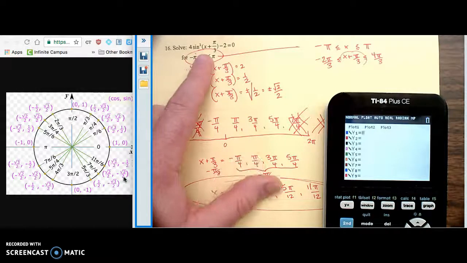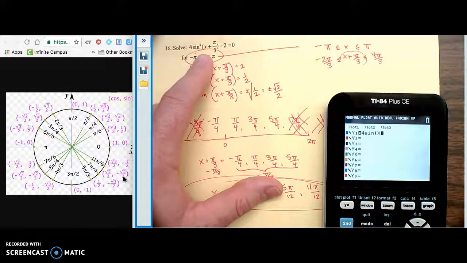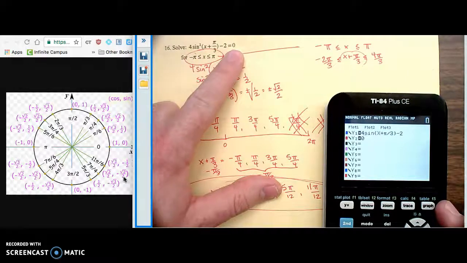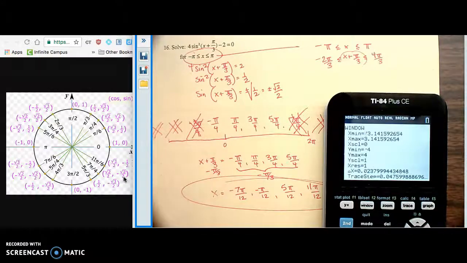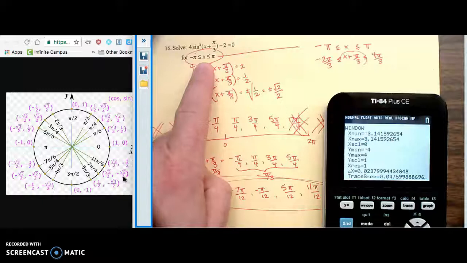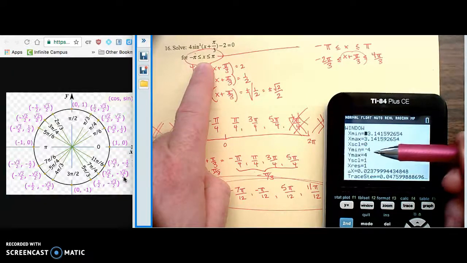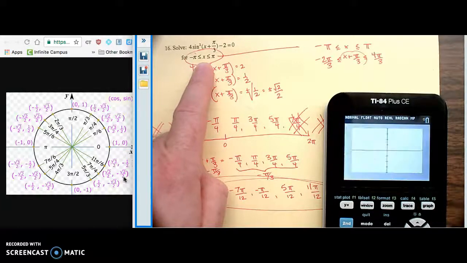So the left side of this equation was 4 times sine of x plus pi over 3 minus 2. And I'm trying to see where that line crosses the line y equals 0. That's the right-hand side of the equation. My window, I'm going from negative pi to pi, as the domain tells me. And my y-axis, I just needed a small enough window so I could see what was going on. I went from negative 4 to 4. So let's graph these and see where they cross.